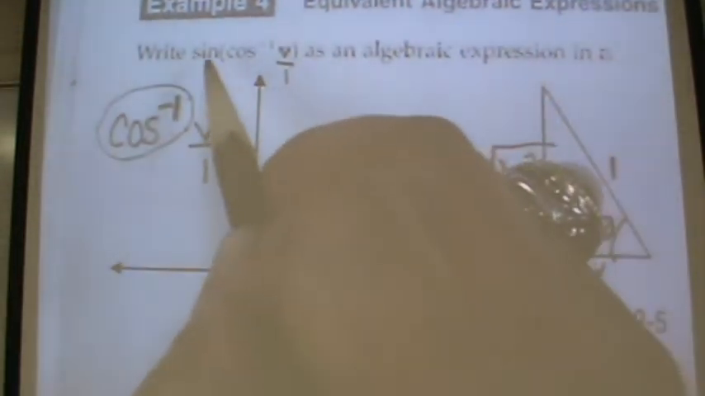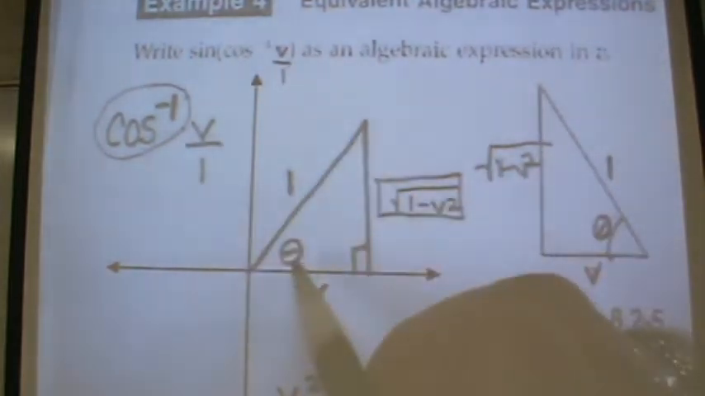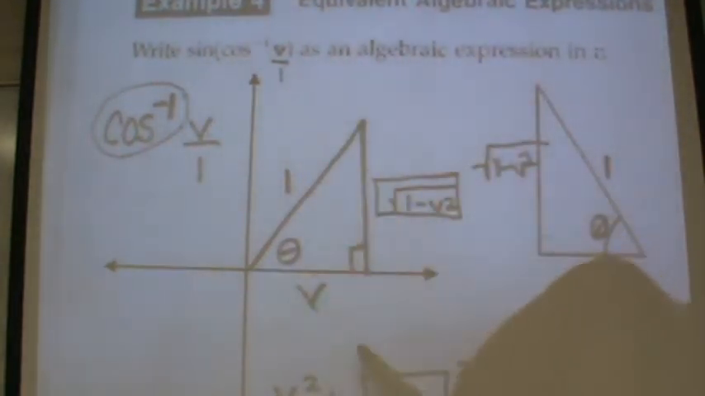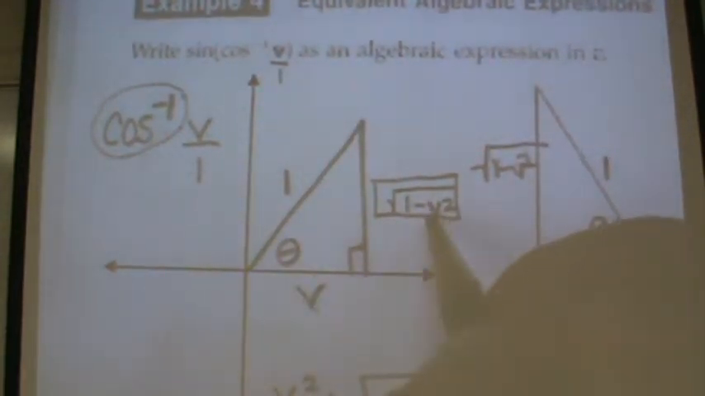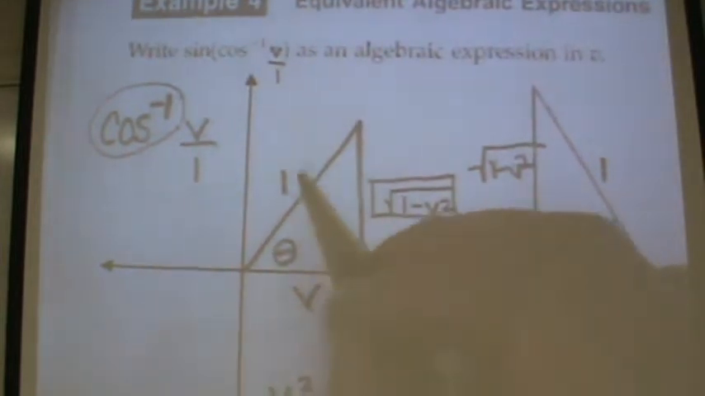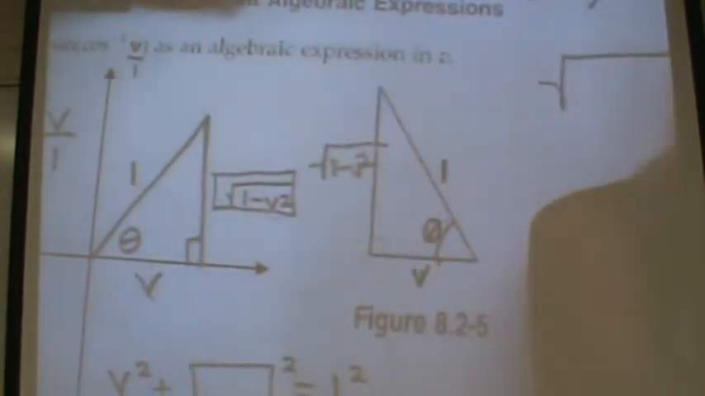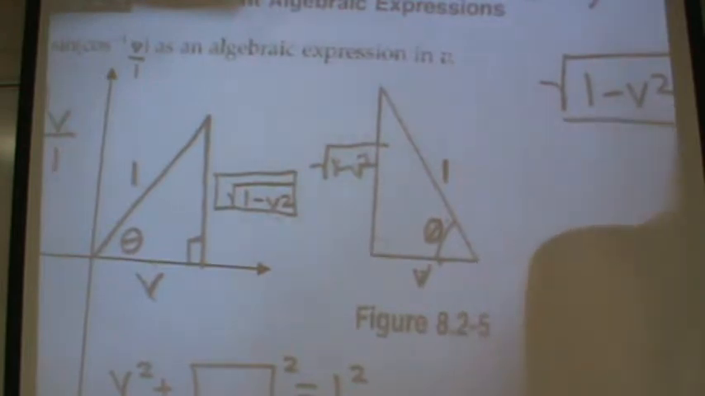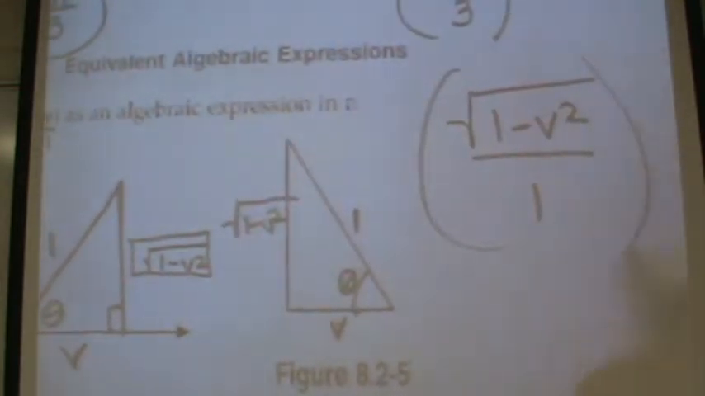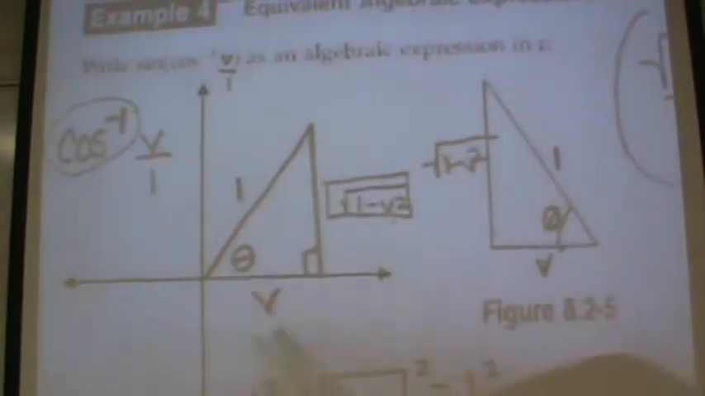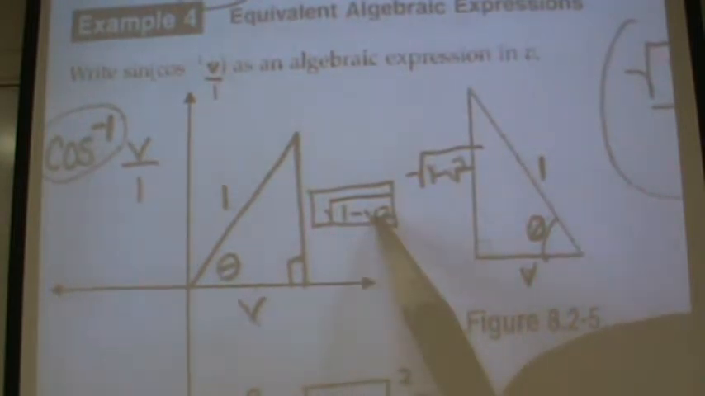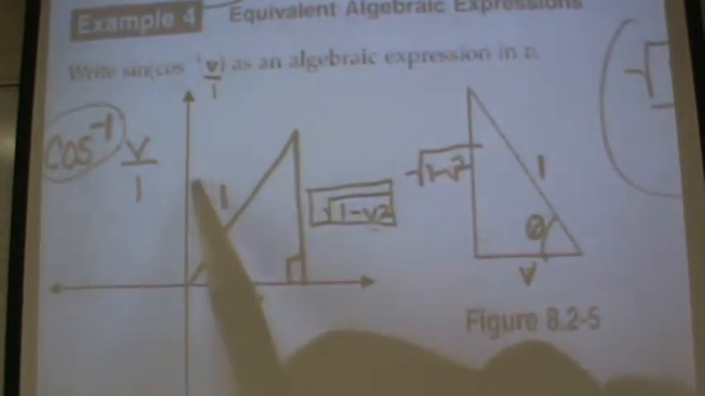So now what they want, this is actually kind of easy. They want the sine ratio of this angle. Well, what's the definition of sine? It's opposite over hypotenuse. So the answer to this is the square root of 1 minus v squared over 1. That's it. So you needed to use the Pythagorean theorem to name that side. And then what's the sine ratio? It's opposite over hypotenuse.